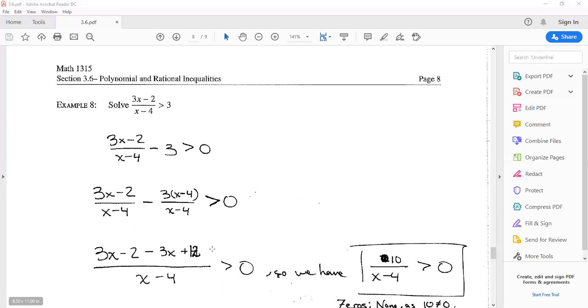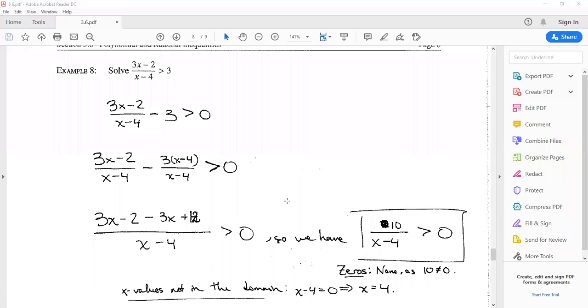So when we combine these two fractions, we really just get 3x minus 3x, which is 0, plus 12 minus 2, which is 10. So we really get 10 over x minus 4 is bigger than 0. That's the inequality that we want to solve now. And this one's not so bad. There's no zeros of the numerator, right? Because there's no x in the numerator, and 10 is certainly not 0. So the numerator is never 0.